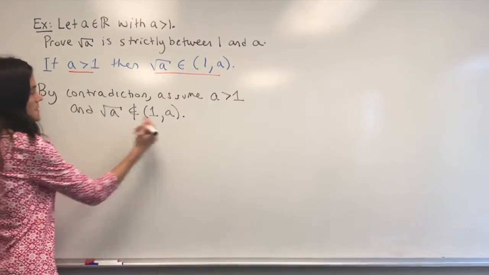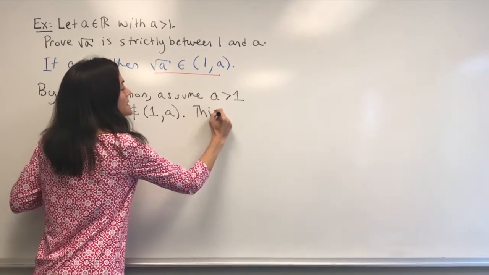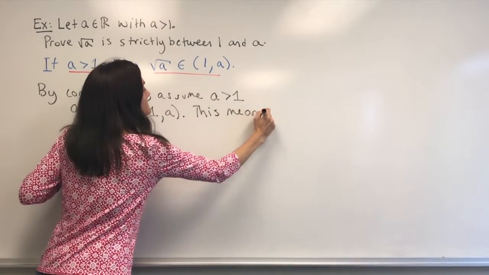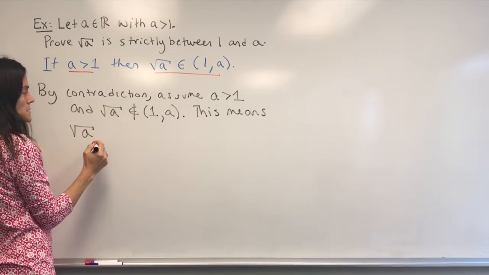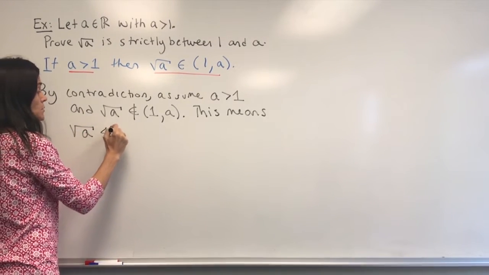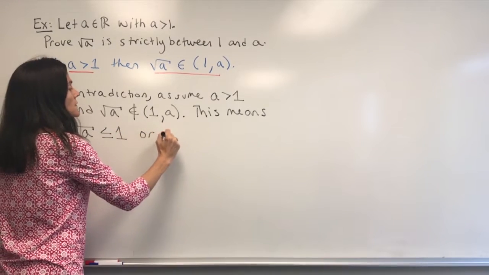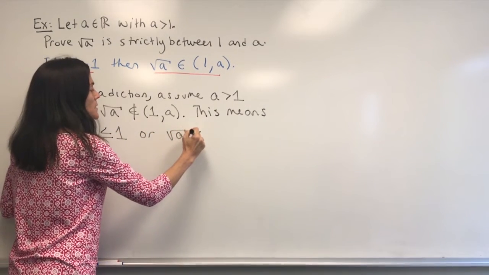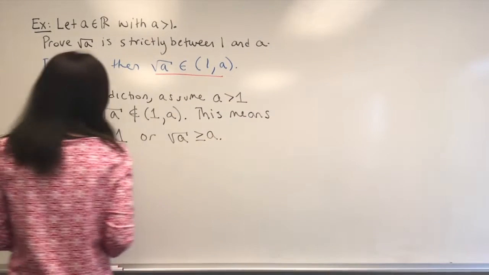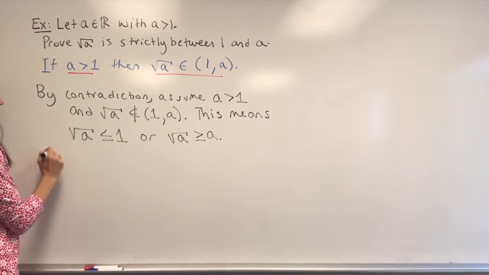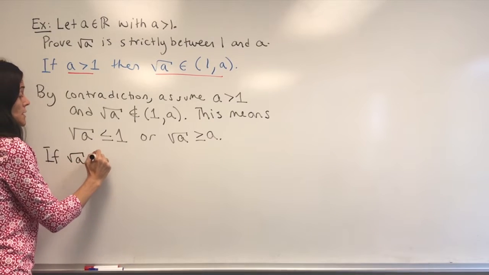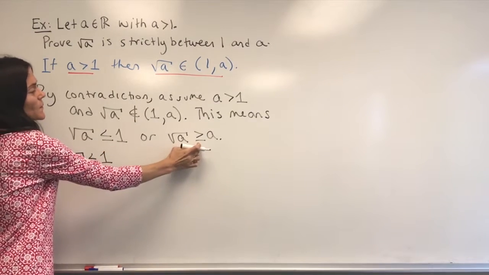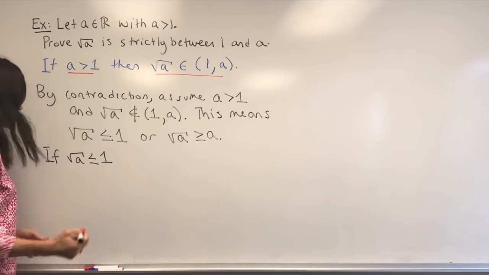So this means, I'll write that, this means the square root of A is less than or equal to 1, or the square root of A is bigger than or equal to A. Okay, so let's work with this assumption, and we will get a contradiction. Then we will work with this one, and we will get a contradiction.